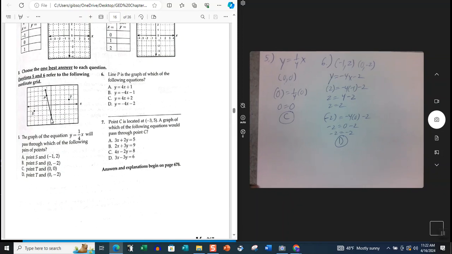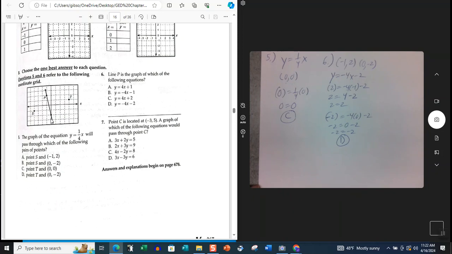All right, now we're going to go here to problem number 7, and this is the last problem for this section. So number 7, it says point C is located at (-3, 5). A graph of which of the following equations would pass through point C? So they want to know which one of these lines would pass through (-3, 5). So what we would do is put these values in. If it makes the equation true, then that lets us know that that is part of the answer.